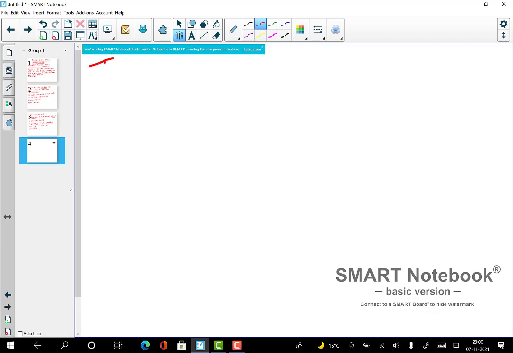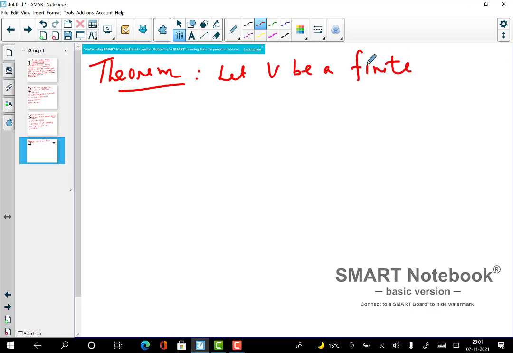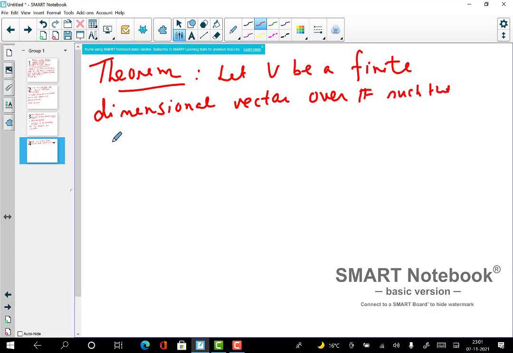So what is our theorem statement? So theorem. Let V be a finite dimensional vector space over F such that characteristics of F is not equal to 2. Okay, this is given to me.